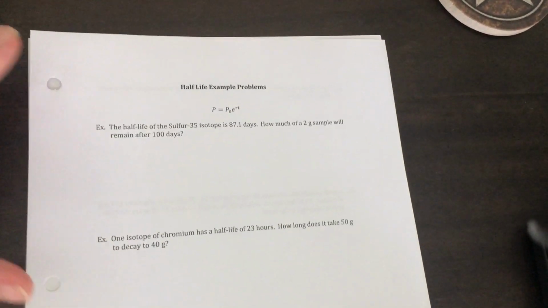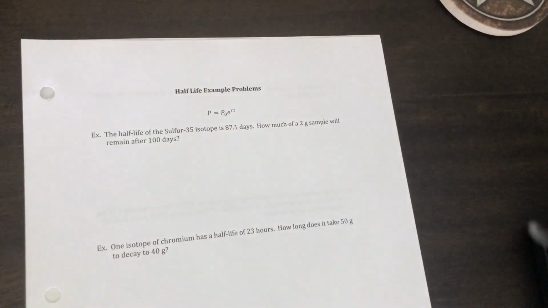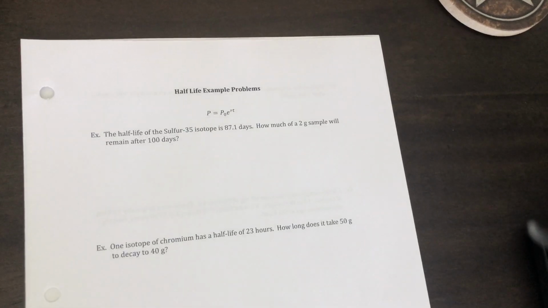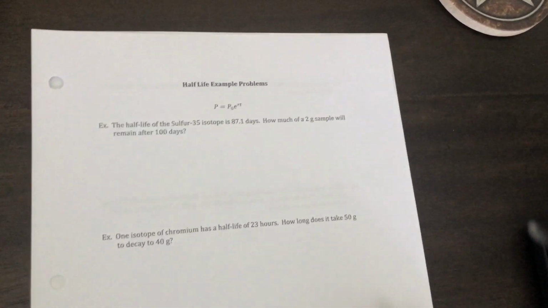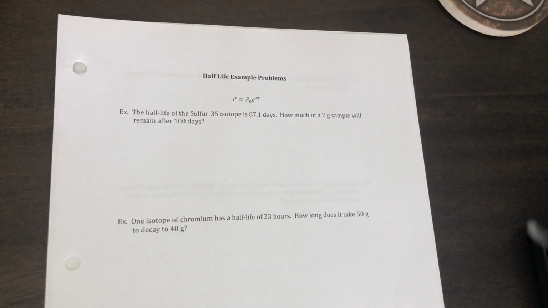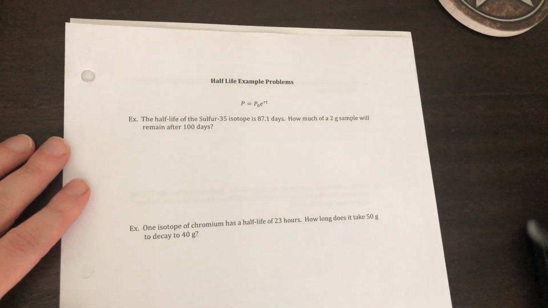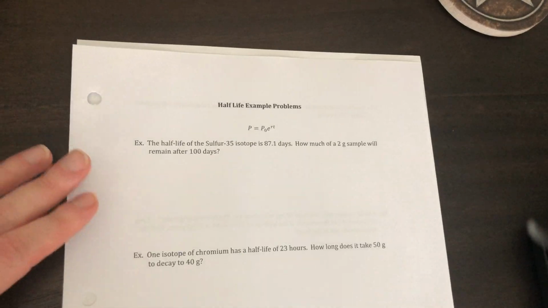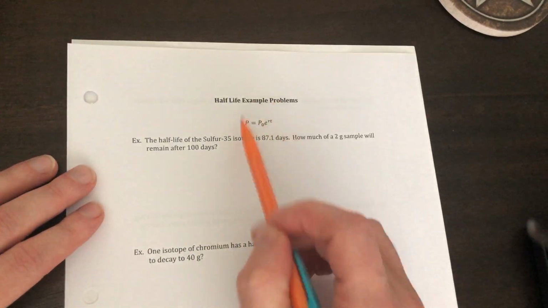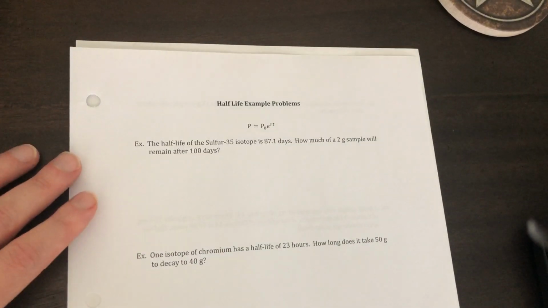Okay, so these are going to be your half-life example problems. For half-life, we talk about the half-life of a substance like uranium, cobalt, radioactive elements that decay over time. So anytime we're talking about decay or growth or exponential growth, we're going to be using this formula right here. And I like to call it the PERT formula.